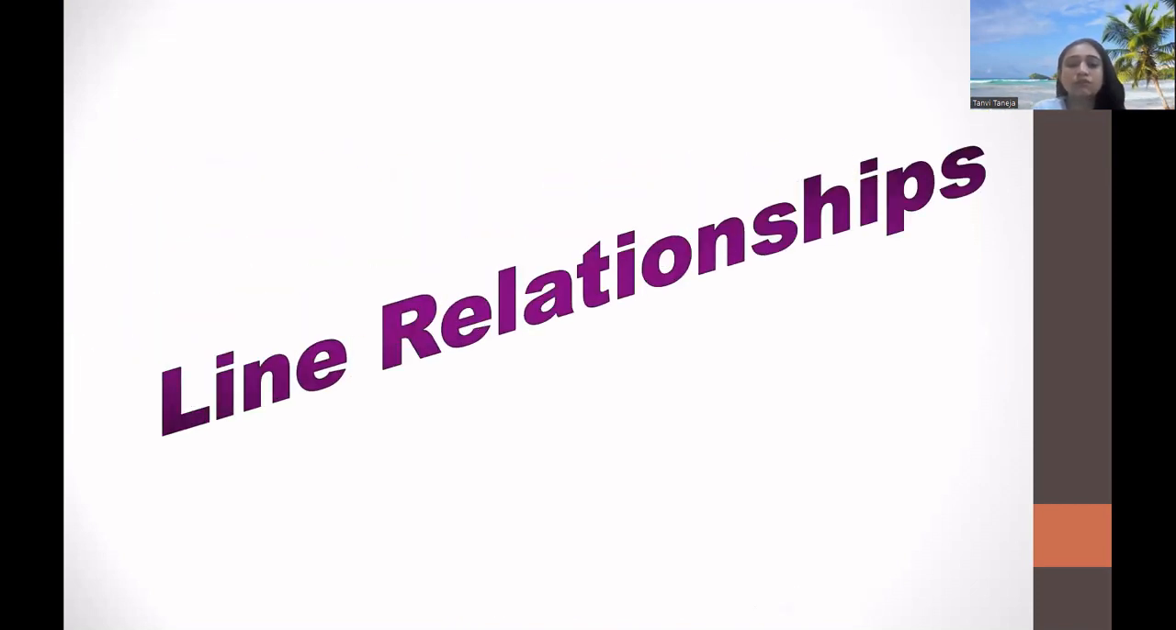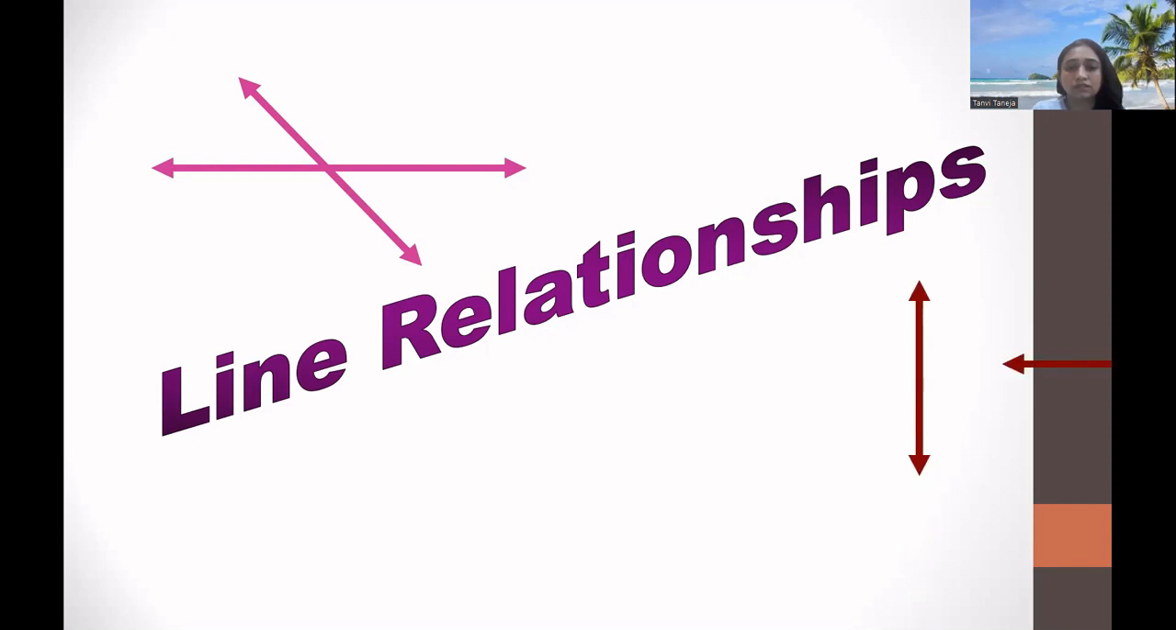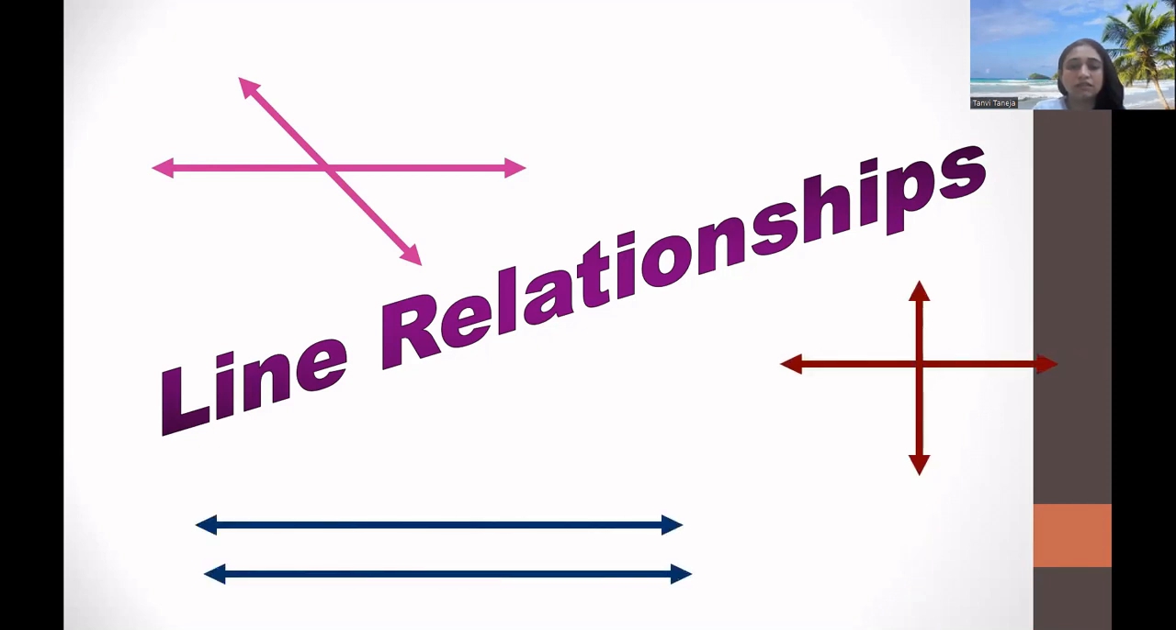Now we'll talk about the various line relationships. Now this is a line, as I told you earlier. See, these are the various line relationships which we're going to talk about in my next slide. The first line, the pink line that you can see, is the intersecting line. The second lines that you can see with reddish color are the perpendicular lines. And the third type of line, which you can see is of dark blue color, is known as parallel line.